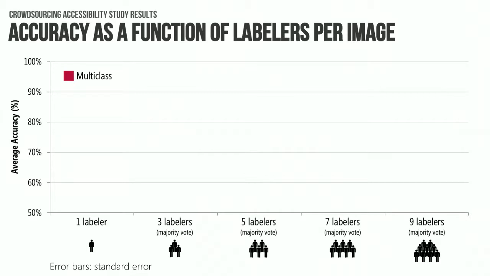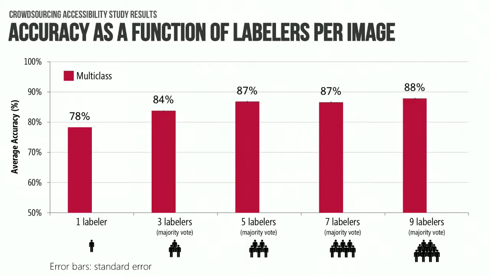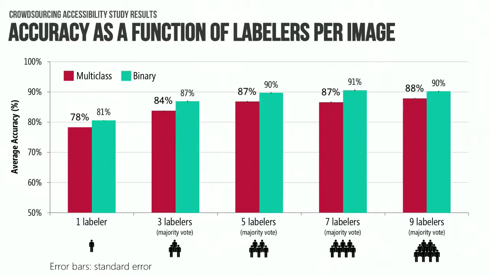So we also examined some simple quality control mechanisms, like hiring multiple workers per image and then looking at majority vote across 3 labelers, 5, 7, and 9. So again, that overall average with 1 labeler was 78%. And as expected, you do get that rise, it sort of saturates around 5 labelers. And then again, we also looked at the binary version of this.